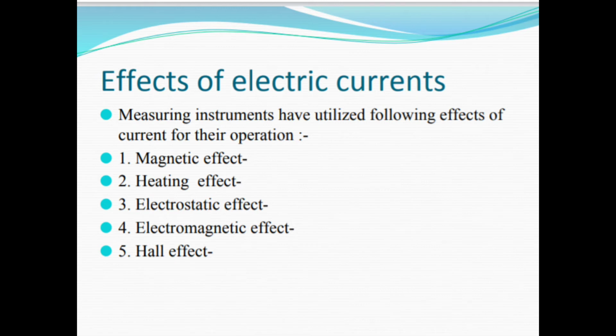Measuring instruments have utilized the following effects of current for their operation. First is magnetic effect, second is heating effect, third is electrostatic effect, fourth is electromagnetic effect and fifth is Hall effect. So these are the effects of electric currents.